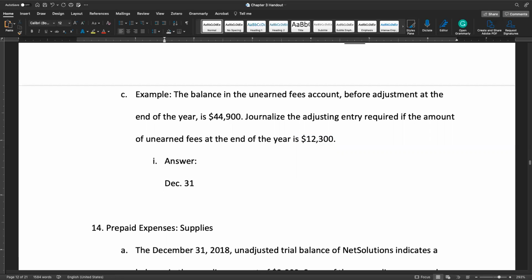But the journal entry we're going to do. So up above, we had debited unearned rent, but here we're dealing with fees. So what account are we going to debit here?